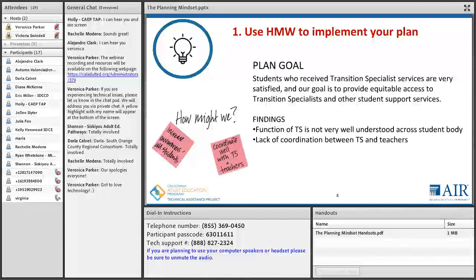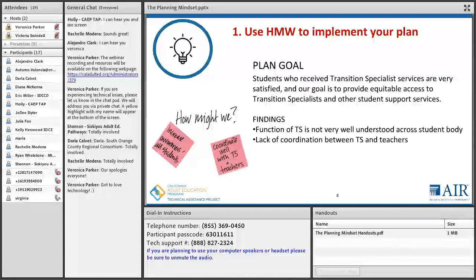Some of the findings that we saw in looking at a couple of the plans are that the functions of the transition specialists aren't very well understood across the whole student body. I'm not sure if that's the case in your consortia or not. And that there's often a lack of coordination between transition specialists and teachers.